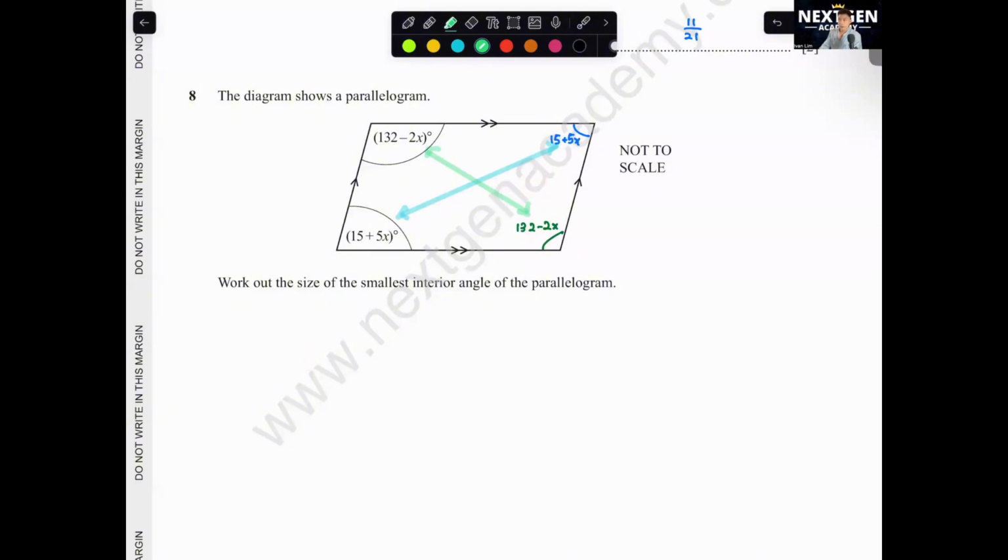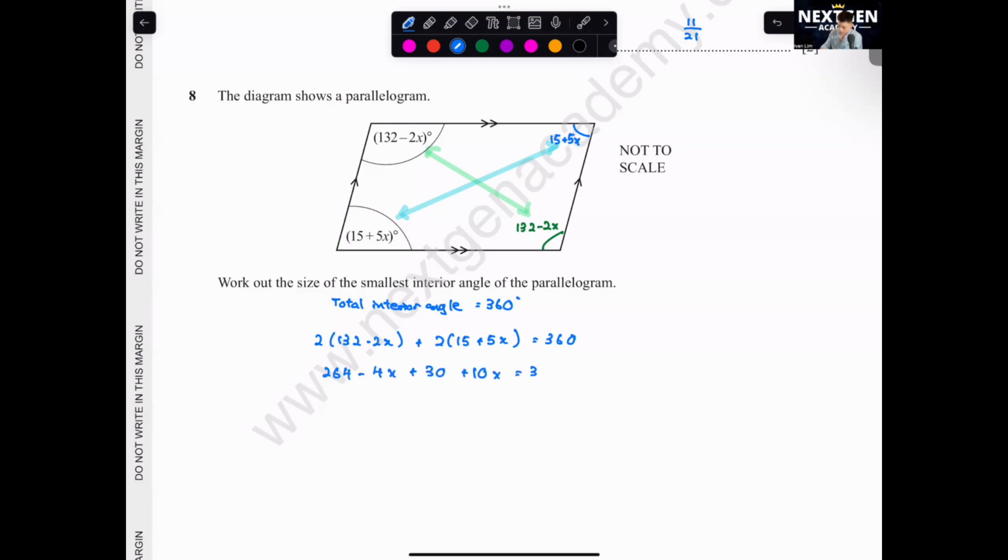The next one, a parallelogram is also a quadrilateral. Quadrilateral means a shape with 4 sides. Any shape with 4 sides, the total interior angle is equal to 360 degrees. So let's write down an equation. Add up everything together equals 360. We can just multiply by 2: 2 times (132 minus 2x) plus 2 times (15 plus 5x) equals 360. So 264 minus 4x plus 30 plus 10x equals 360.